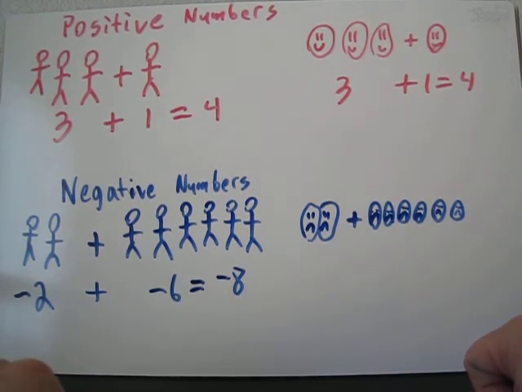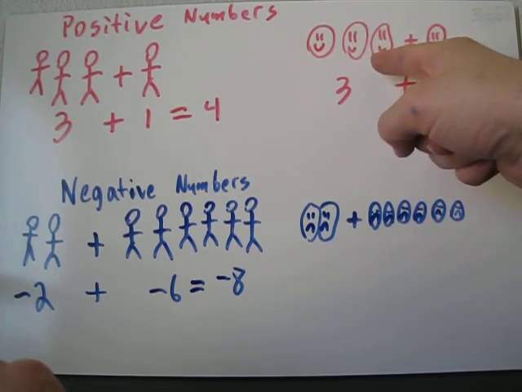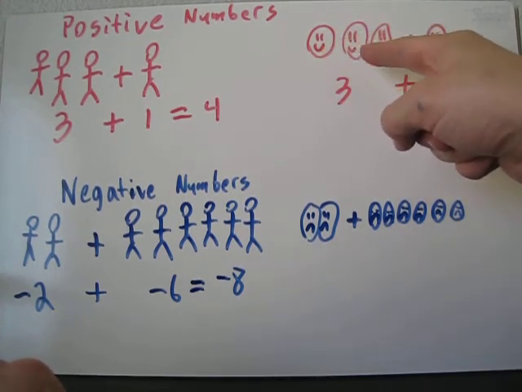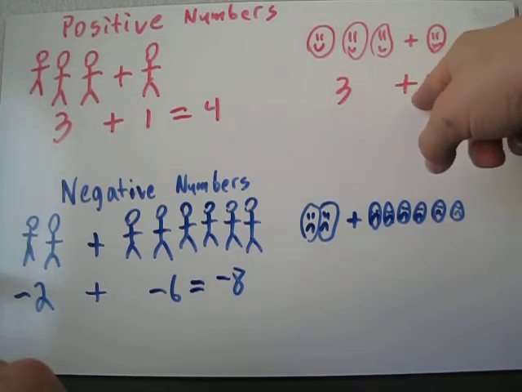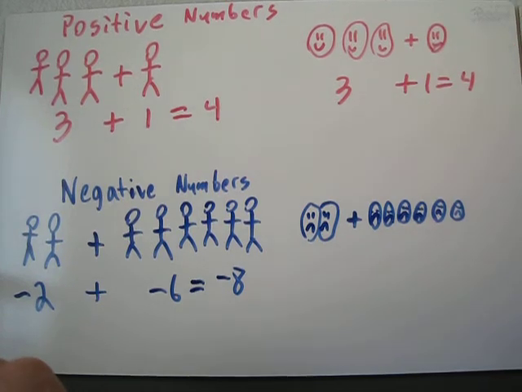What I like to think about is I have 3 good guys, and they have a positive outlook. Look, they're all smiling. And I have 1 guy who wants to join as well, and he's smiling. So I'm going to have 3 plus 1 equals a positive 4. They're all having fun together.